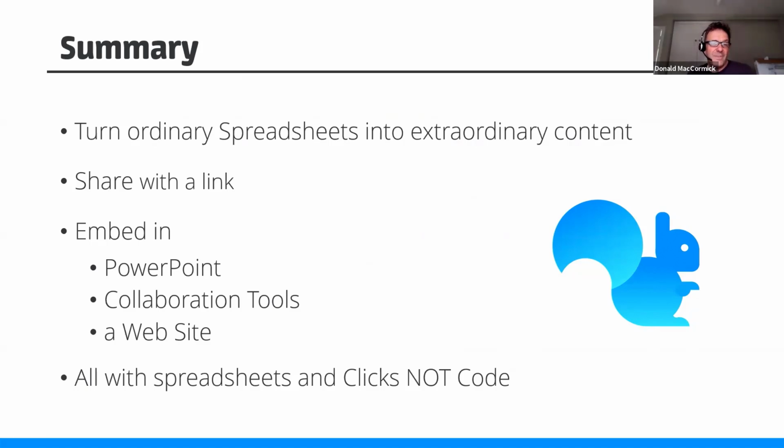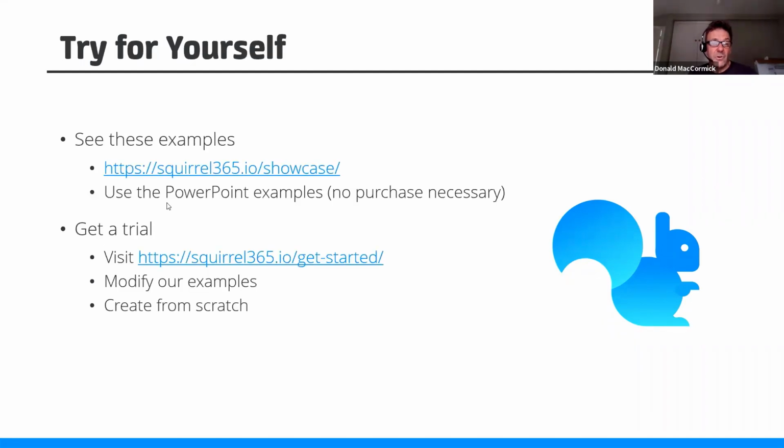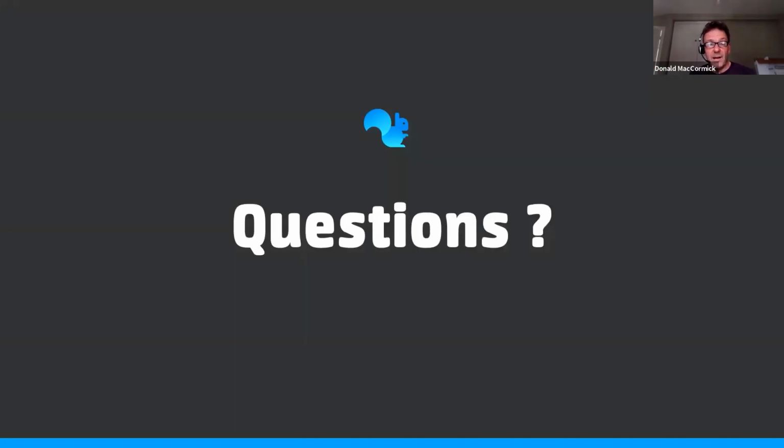So you can share it with a link, embed it in PowerPoint. Actually, I didn't show you can embed it in things like Teams and stuff like that, or on a website, and all done with clicks, not code. There's a 30-day trial, or there's more examples at the showcase. Some of the PowerPoint examples are there you can use. You just download the PowerPoint slide and it'll all work without even having Squirrel on your machine. And there's a 30-day trial, no credit card required, just download it and off you go. Take our examples or create stuff from scratch. And with that I will draw breath and answer any or all questions that you guys have.